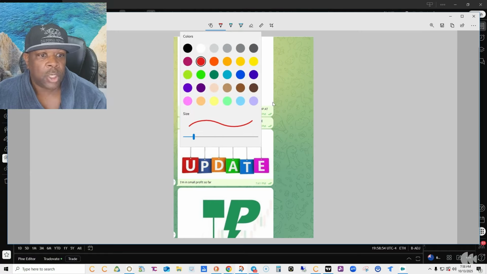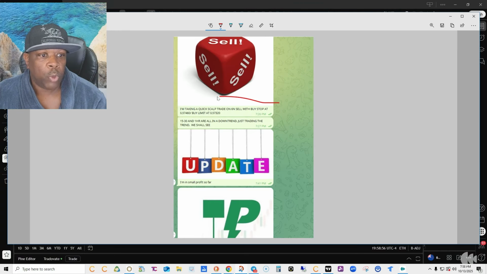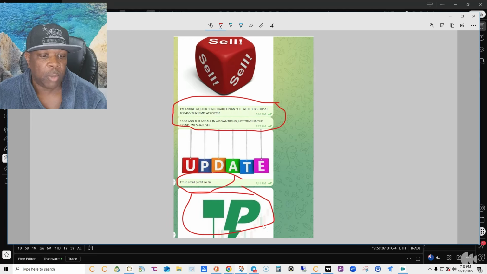So right here, guys, you see that I put in here exactly what I was going to do, and I told them exactly why I was taking the trade. Then right here, when it was in a small bit of profit, and then further down the chain is where this says TP, take profit. I'm not going to copy everything that I said in the group, but basically when it hit TP, there we go. All right. And when it got close to TP and then it actually hit TP.